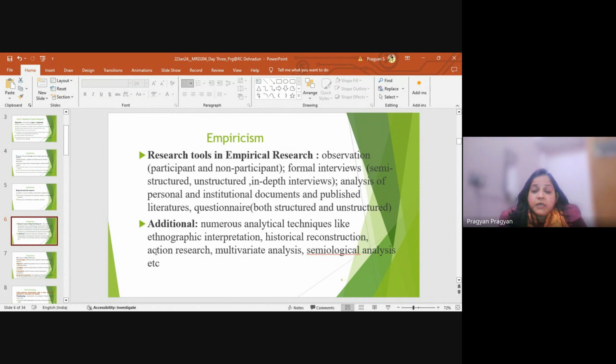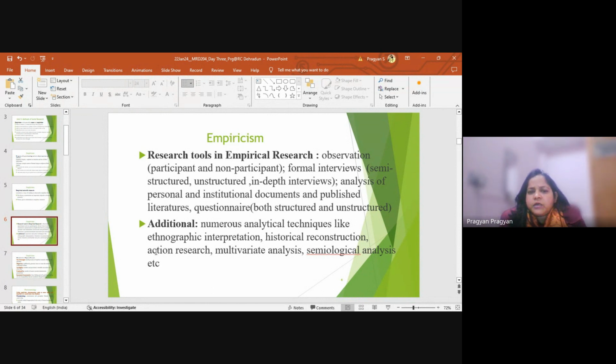And that can be very useful for developing an alternative, or to find out why one particular program is not doing better in that particular province while it is doing better in other provinces of India or Afghanistan. So apart from observation, formal interviews are very important in the phenomenological perspective. These are very important tools. Then analysis of personal and institutional documents and published literature are also very important here.